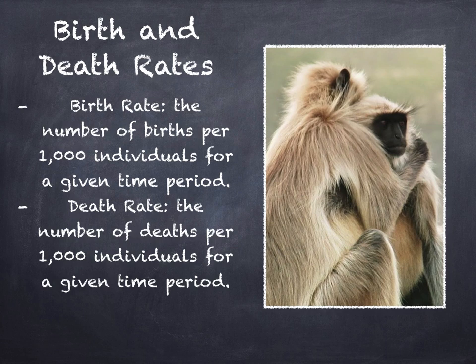The main way that individuals leave a population is by dying. If the birth rate is the same as the death rate, then the population may stay the same. In situations where the death rate is higher than the birth rate, then the population may decrease.